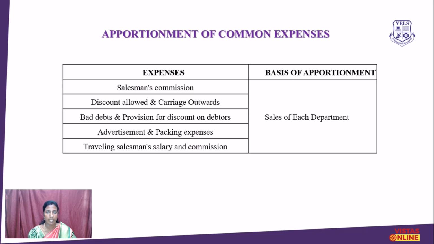These are the categories included in the apportionment of common expenses. Let's go into the explanations: expenses and then basis of apportionment. Salesman commission, discount allowed and carriage outwards, bad debts and provision for discount on debtors, advertisement and packing expenses, traveling salesman's salary and commission are apportioned on the basis of the sales of each department.